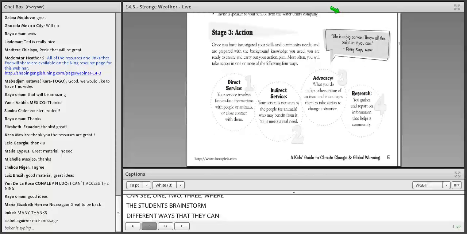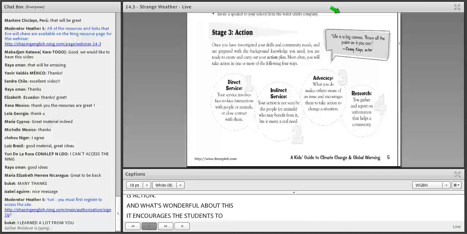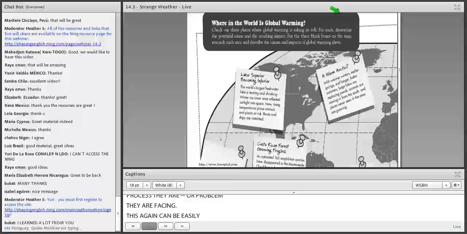What's wonderful about this is it encourages the students to make an action plan of how they are going to either create a public service announcement or get the word out about whatever problem they are facing. So this, again, can be easily downloaded for free from the website.